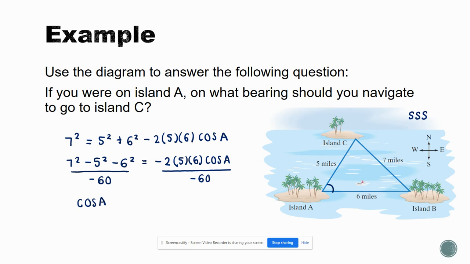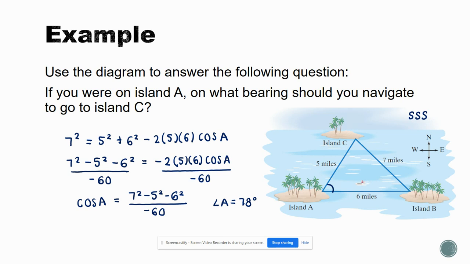I can very carefully type all of this in. So 49 minus 25 minus 36. Get that number and then divide it by negative 60. And then make sure we're taking the inverse cosine of that quotient. And when we do all of that, the inverse cosine of, once again, all of this will get us what the measure of angle A is. And so the measure of angle A ends up being 78 degrees when we round to the nearest whole number.